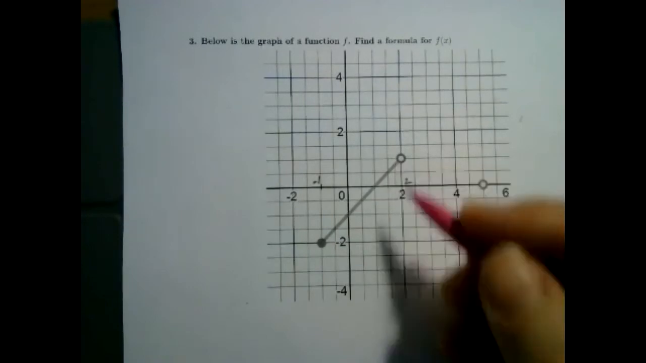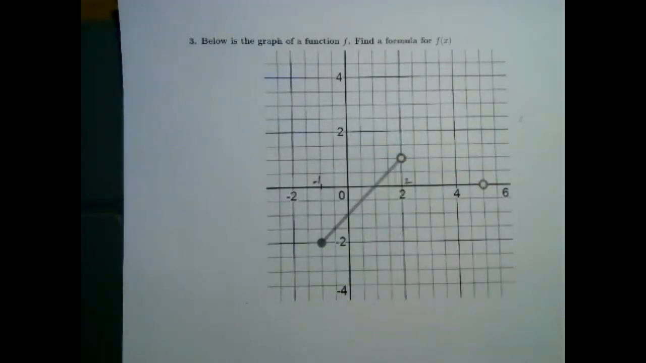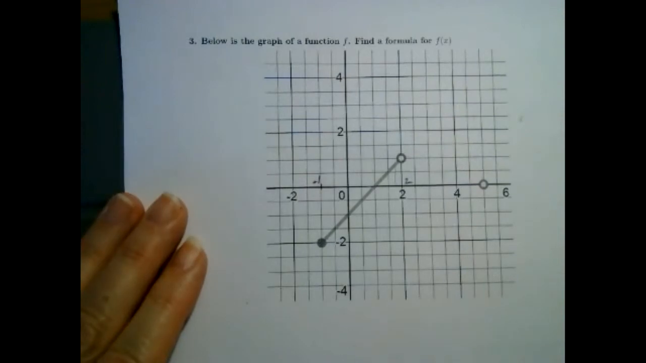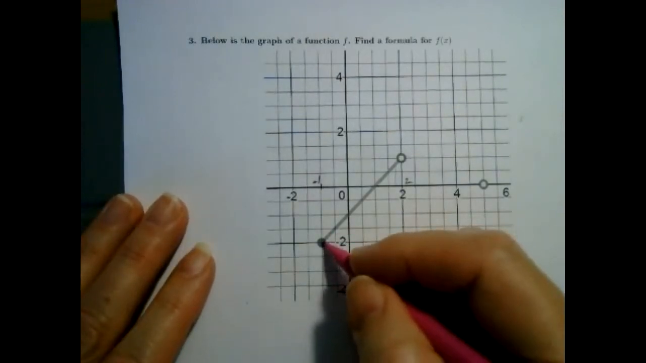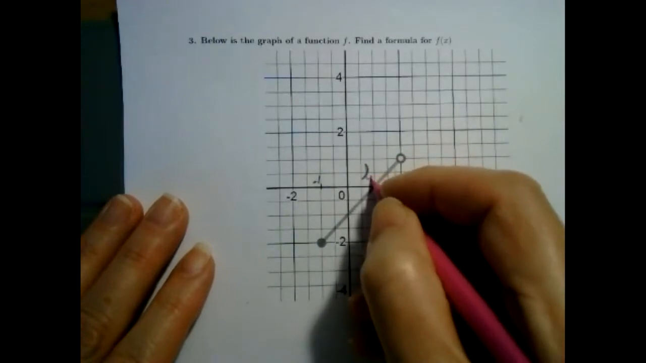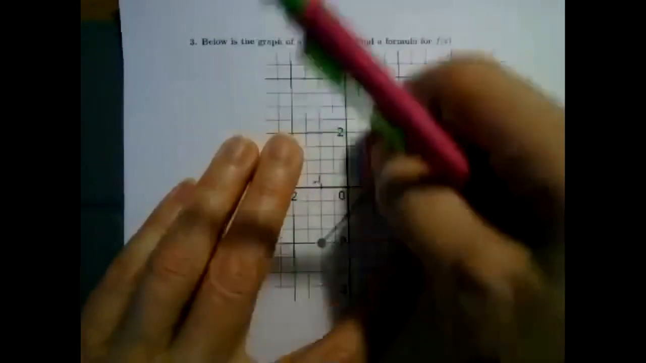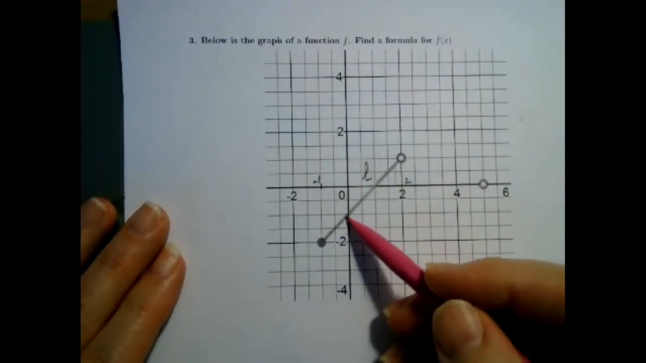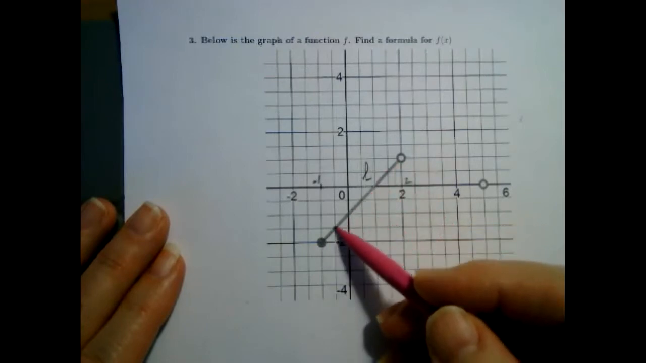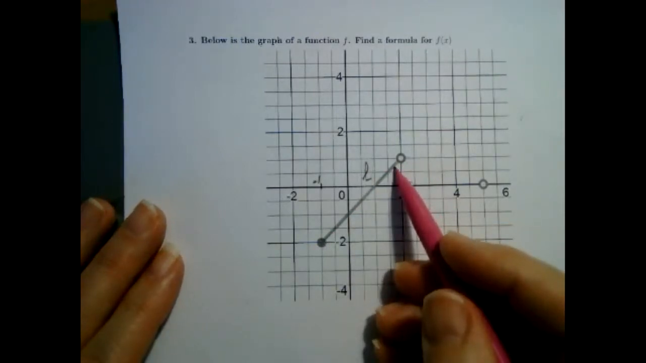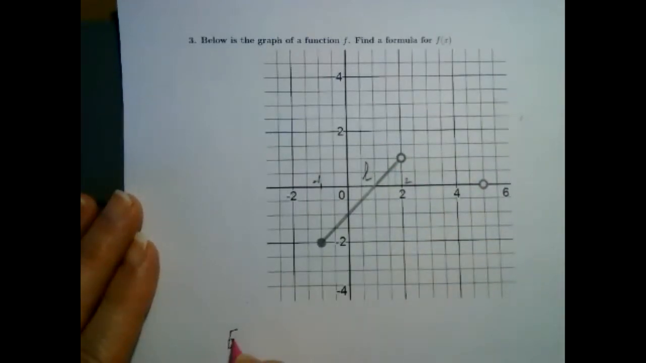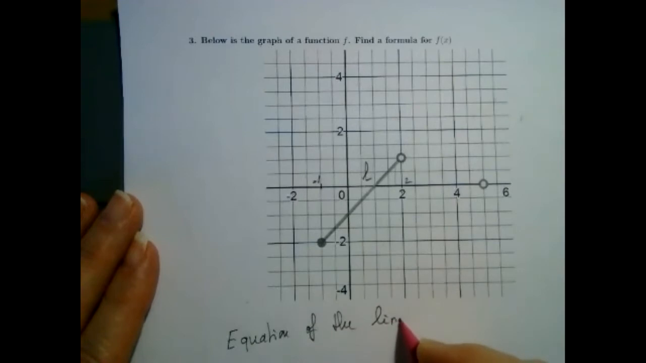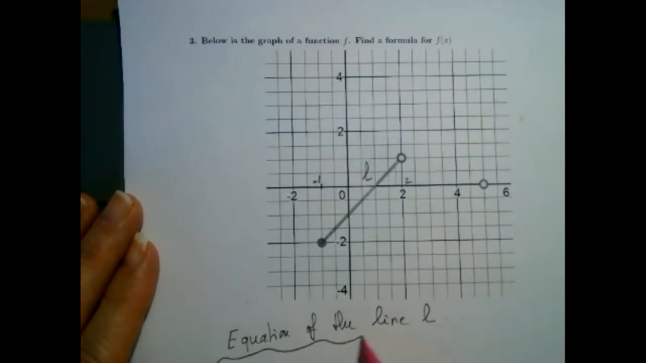Now I need a rule that will give me f of x, which should match my graph. It's actually an easy problem. From here to here, that's a straight line. I'm going to call it L. To find a formula for f, I first need the equation of this line, because I want the rule that if I know x, I know y. So we're going to find the equation of the line L.